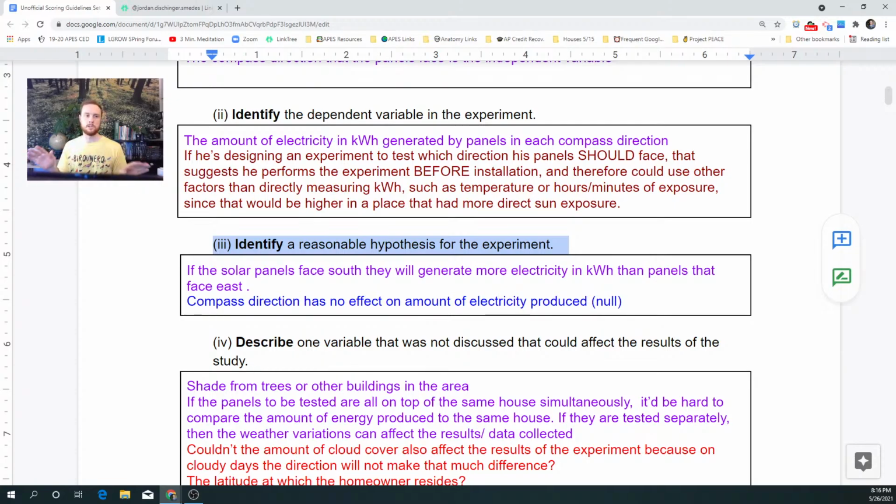Notice that you do not need to explain why. So if you are identifying a hypothesis, no explanation necessary. Just increasing or decreasing the IV, or changing it from south to east, will increase or decrease the DV, the dependent variable, electricity generation. So keep it simple. You don't have to explain why.